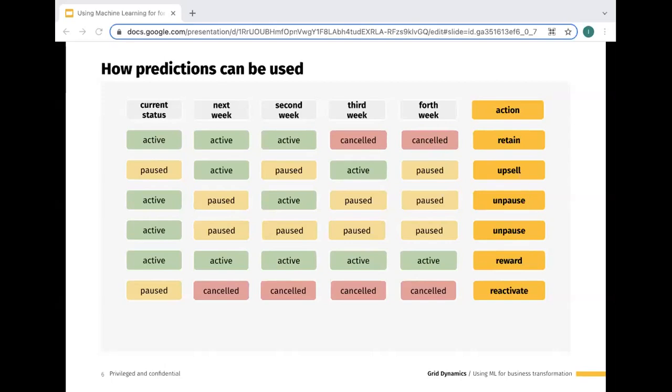Moreover, such a prediction can be used as a basis for a recommendation system that the business can create. As you can also see on the slide, this is an example of actions. For some customers, we can send an offer about pausing. For some, we can sell an additional subscription, reward loyal customers, and try to reactivate customers who have exited.